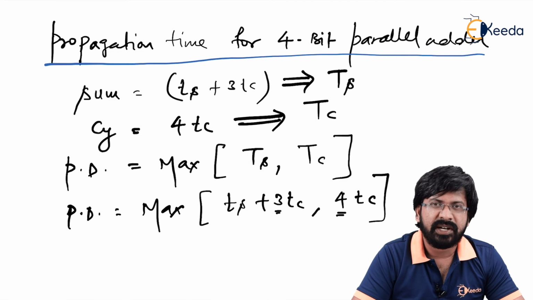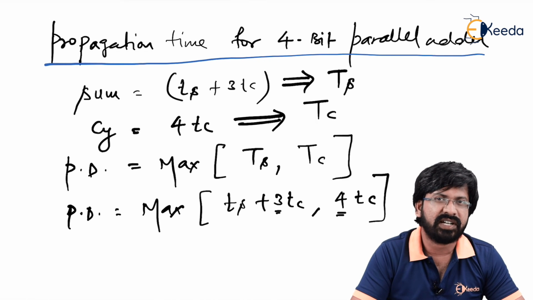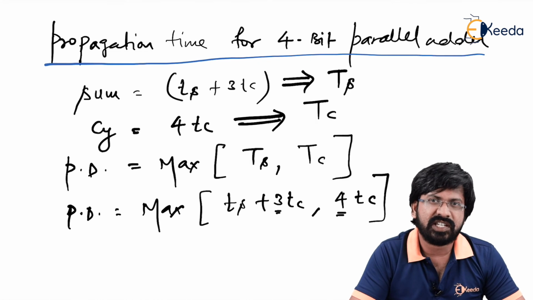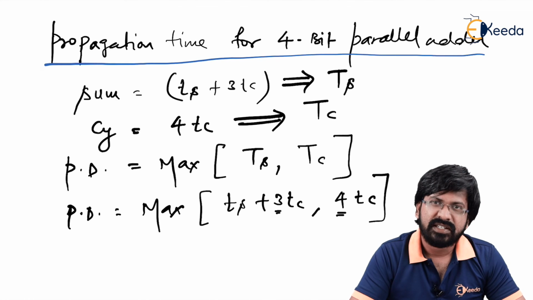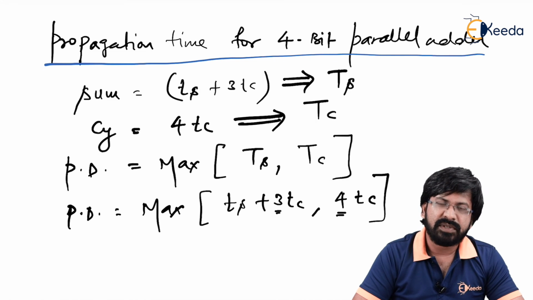Similarly, let's talk about this capital Tc time. It is 4 times Tc. The reason why it is 4 times Tc is because it is a 4-bit adder. What if it is a 5-bit adder? The time will be 5 Tc. What if it is a 6-bit adder? The time will be 6 Tc and so on. Moral of the story, for n bit it will be n times Tc.